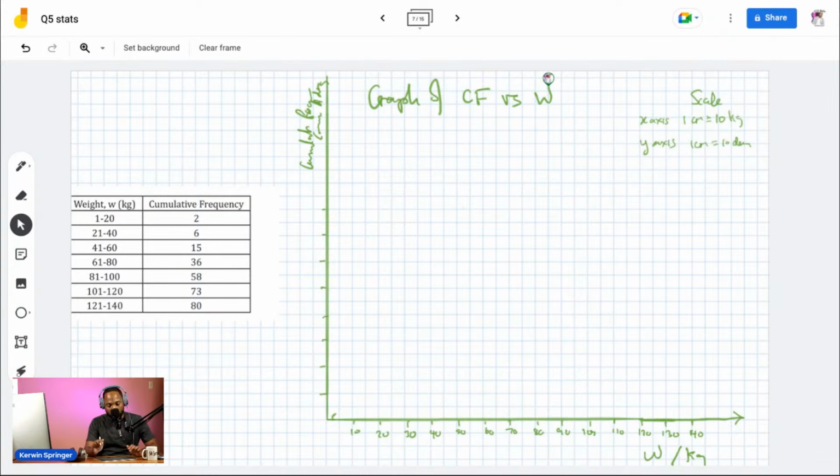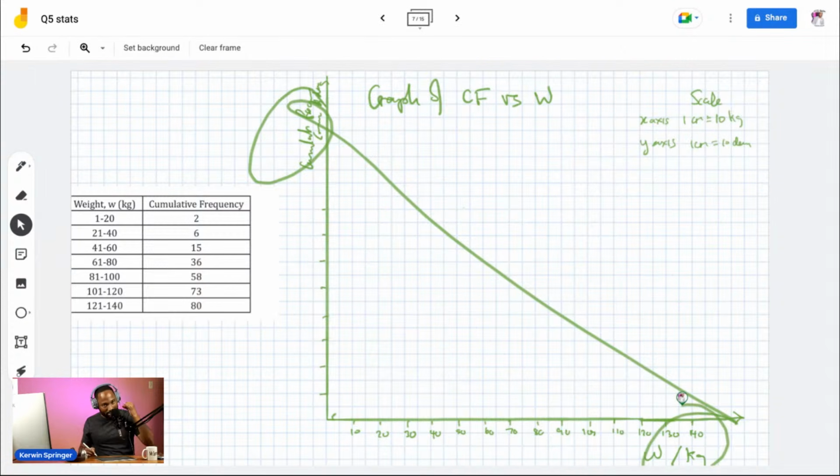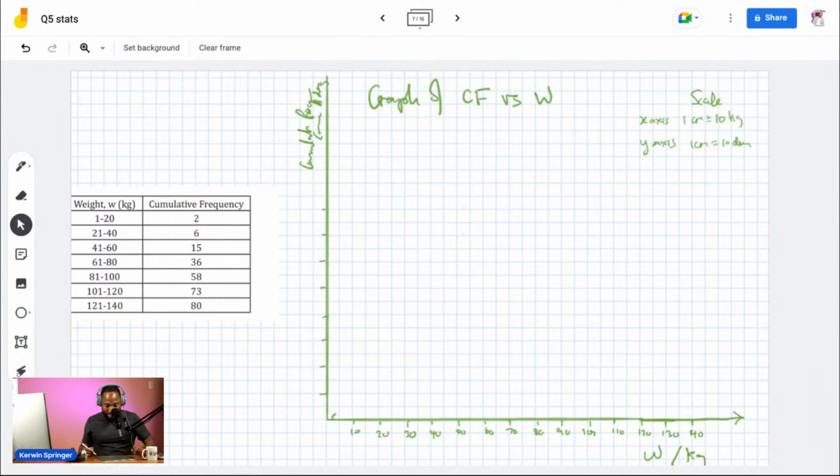And you spell out those words: graph of this versus that. That's what you do for everything, physics, maths, add maths, anytime you need to give the title of a graph. Don't overthink it. 10, 20, 30, 40, 50, 60, 70, 80. So far, so good.